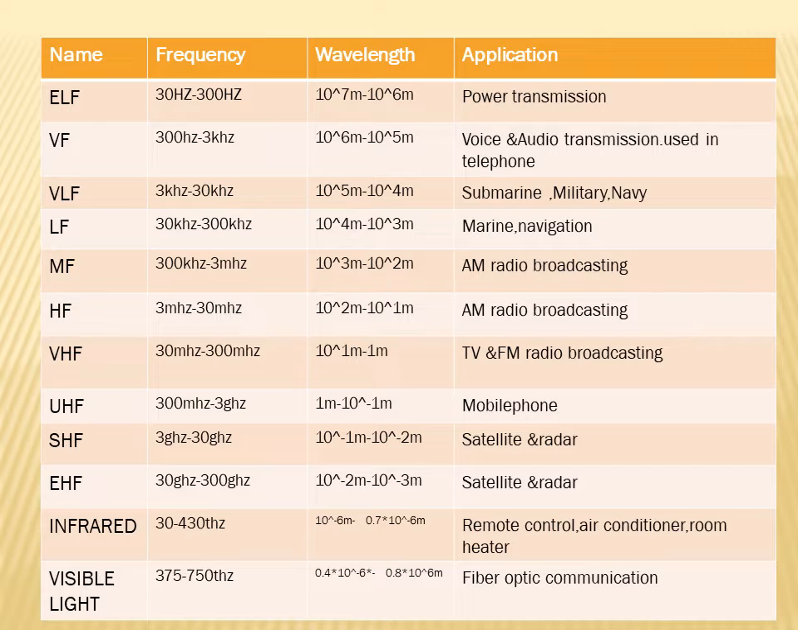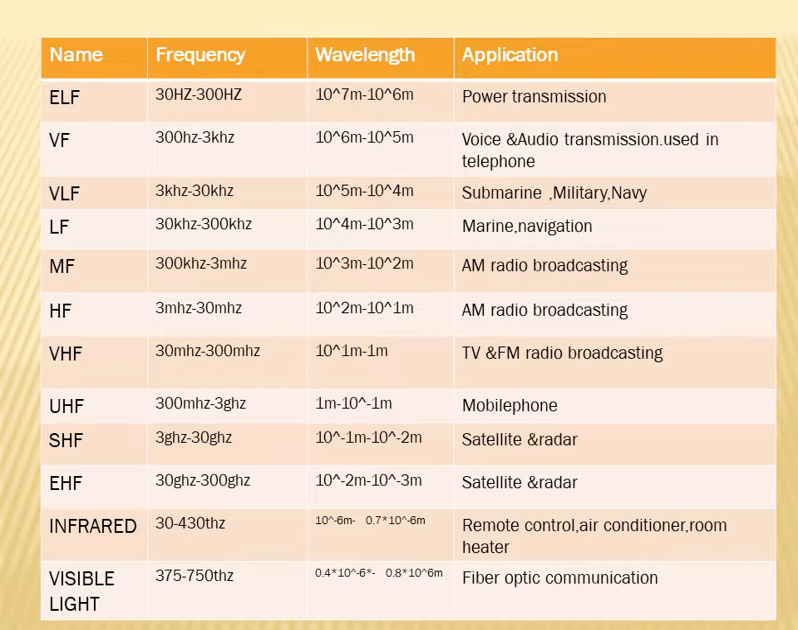Next one, it is the EHF. EHF, it is the extremely high frequency. Its frequency range is 30 gigahertz to 300 gigahertz. Its wavelength is 10^-2 to 10^-3, and it is used in satellite and radar.